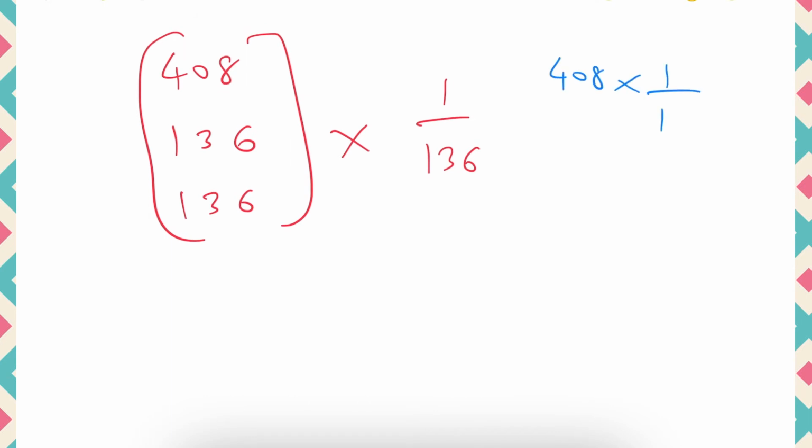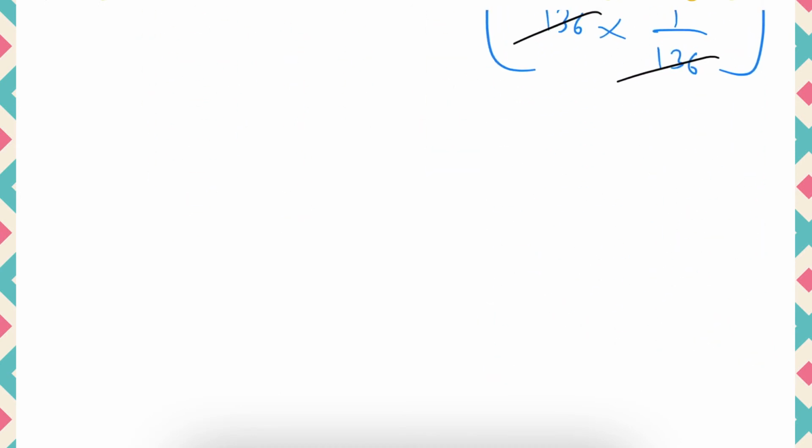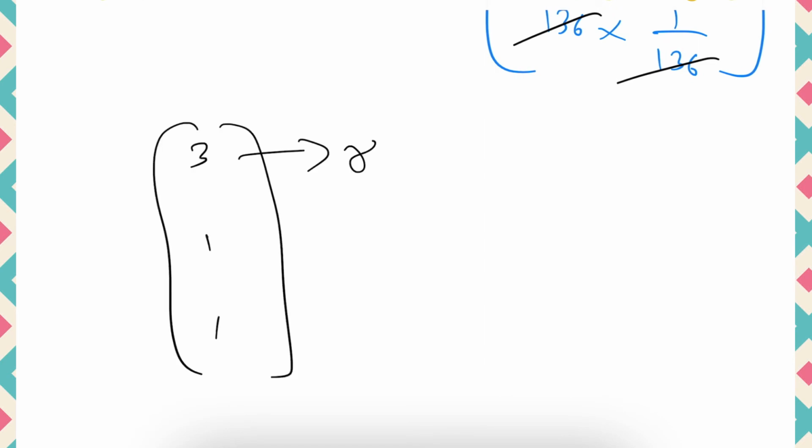408 into 1 by 136, 136 into 1 by 136, 136 into 1 by 136, so that we will get all the x, y, z values. So here 136 ones are 136, threes are 136, 136 cancel, 136 cancel. So we will get 3, 1, 1. So this is nothing but x value, this is nothing but y value, and this is nothing but z value. So if we observe this method and the previous method, in both the methods we got the same answers: x value as 3, y value as 1, and z value as 1.